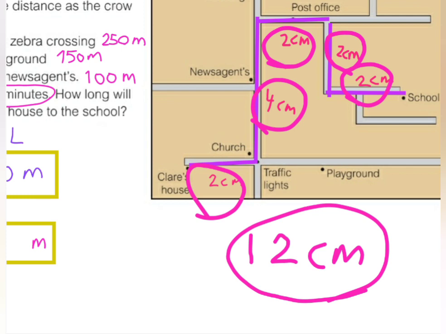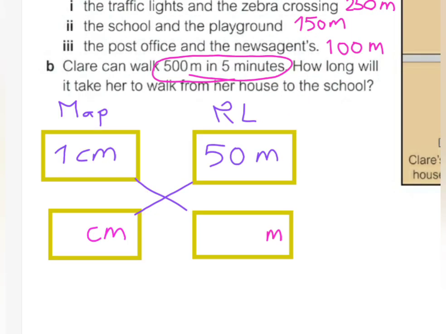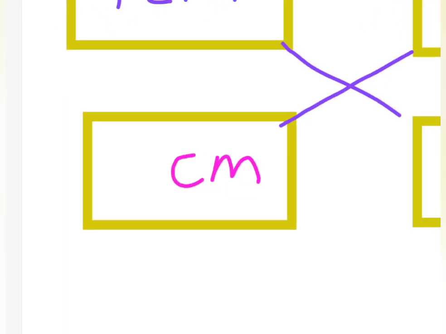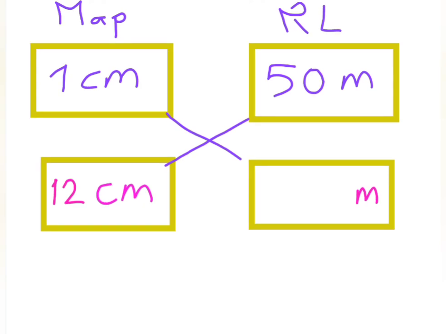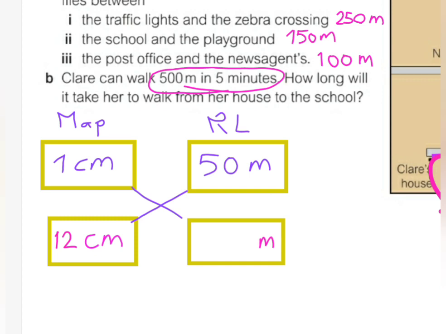Now, 12 centimeters is on the map. We're going to turn this 12 centimeters into real life distance now, using the X method. So 1 centimeter on the map represents 50 meters in real life. Now I need 12 centimeters on the map. How many meters in real life? After putting 12 centimeters in the map side here, and making sure that the units are the same, now I'm going to use the X method to find how many meters in real life.